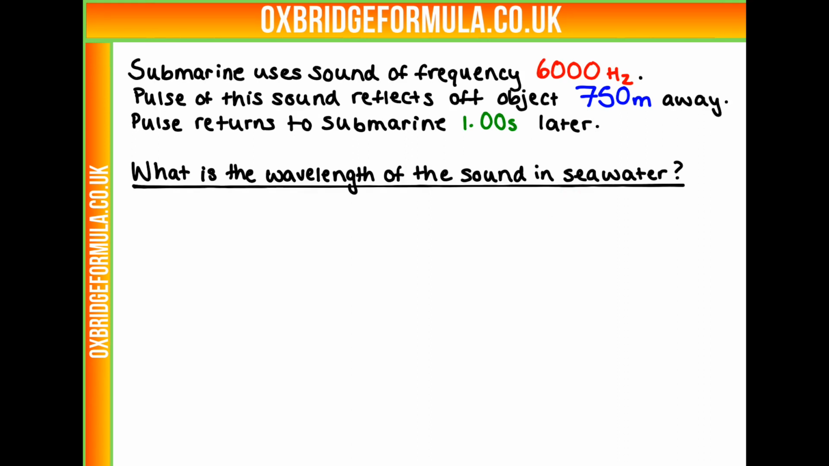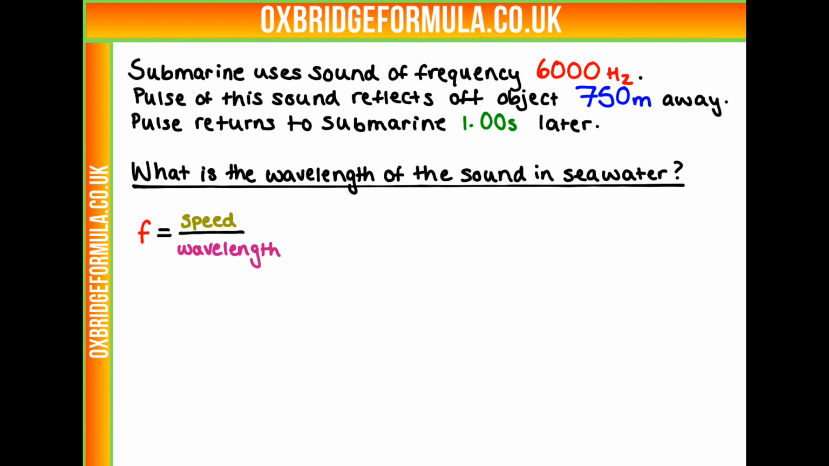So how can we work out the wavelength, knowing the information we have up here, so the frequency, the distance, and the time? Well, our equation we're going to use is that frequency equals the speed of the wave divided by its wavelength. And we know the frequency, and when looking for the wavelength, the thing we don't have is speed. But how can we work that out from our question?